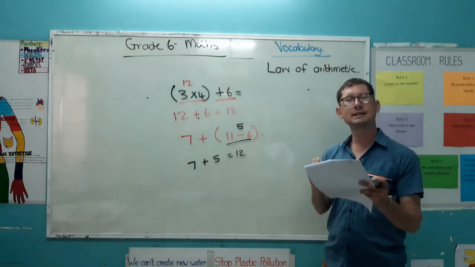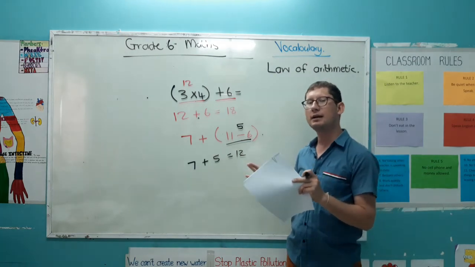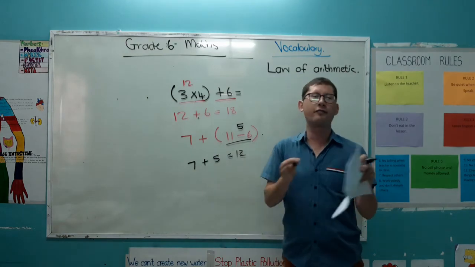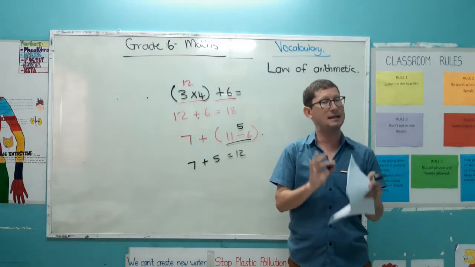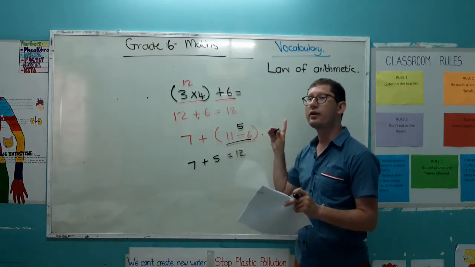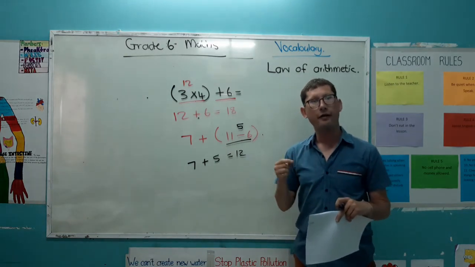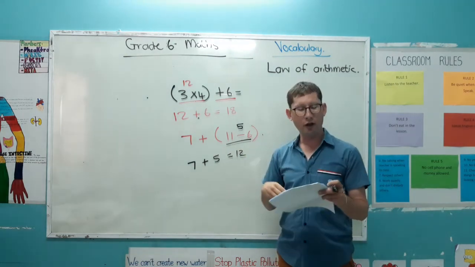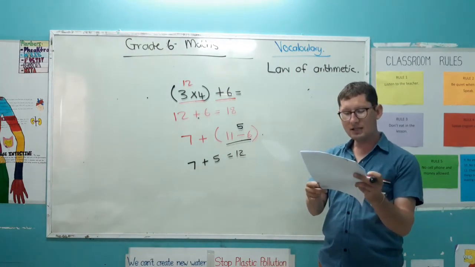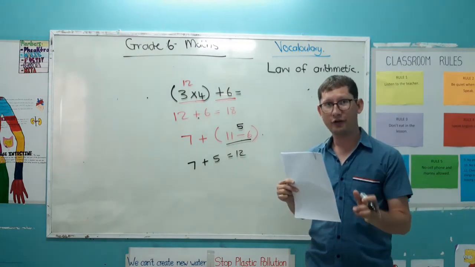And third, we do addition and subtraction. But when we come to the second and the third step, it doesn't matter. You can do multiplication first or division first, or vice versa. It doesn't matter. First we do the brackets, then we look for multiplication or division and work that out, and thirdly, we do addition and subtraction. Remember, brackets always first.